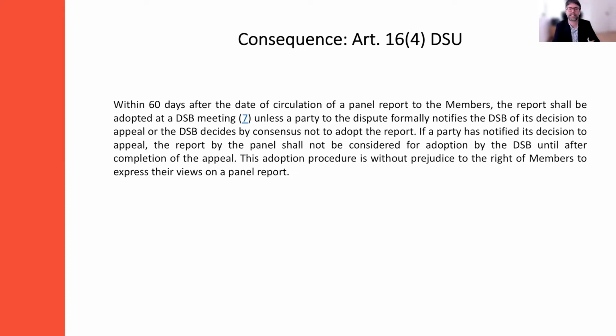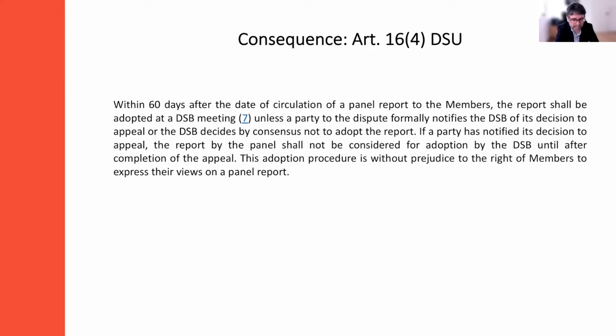It states, within 60 days after the date of circulation of a panel report, the report shall be adopted unless a party to the dispute formally notifies the dispute settlement body of its decision to appeal, or the dispute settlement body decides by consensus not to adopt the report. That is the rule of negative consensus I was speaking about. So basically, the right of appeal still exists. And if there is an appeal, if a party has notified its decision to appeal, the report by the panel shall not be considered for adoption by the dispute settlement body until after completion of the appeal.